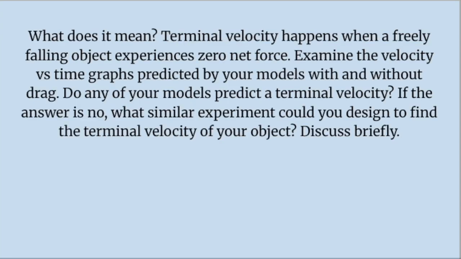So the first question is about terminal velocity. Terminal velocity occurs when the net force on a falling object becomes 0, meaning that the drag force and gravity balance out and the object stops accelerating. So in that situation, velocity would become constant even though the object would still be moving.